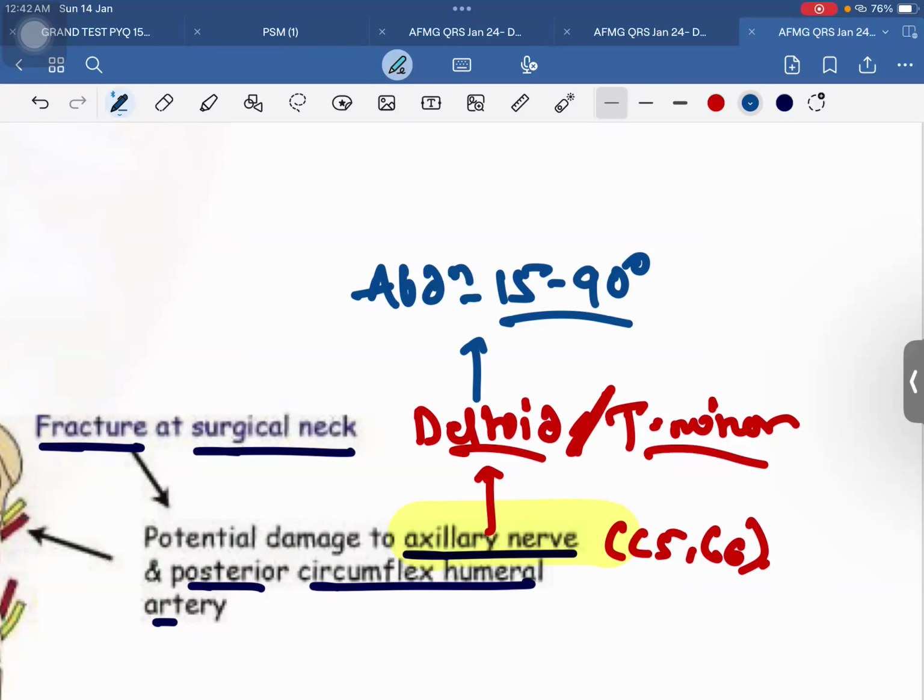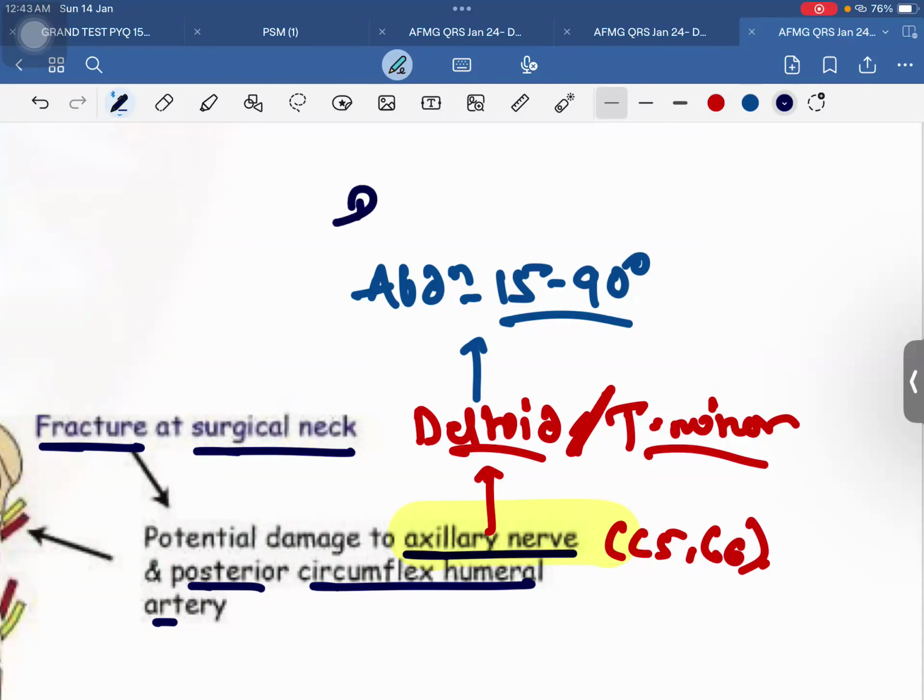So if there is palsy of the deltoid muscle, there will be loss of abduction between 15 to 90 degrees, rather the whole abduction. The reason is the deltoid is the main abductor between these degrees, but otherwise it is always going to help the abduction. The whole abduction is helped by the deltoid itself.